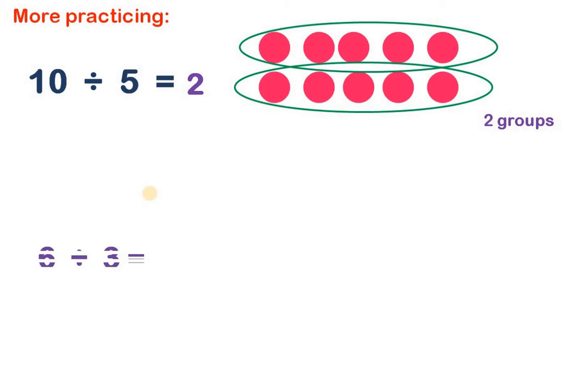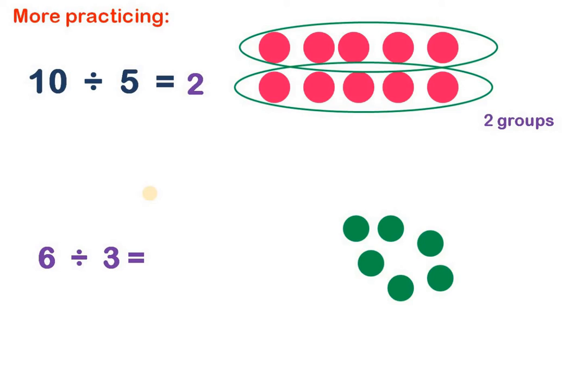Okay, let's have a look at another example. 6 divided by 3. First of all, as we mentioned before, we have to draw the objects. How many objects do we have in all? We have 6 objects. Let's draw them. 1, 2, 3, 4, 5, 6. This time, I drew the objects in a messy way. So let's find the groups.